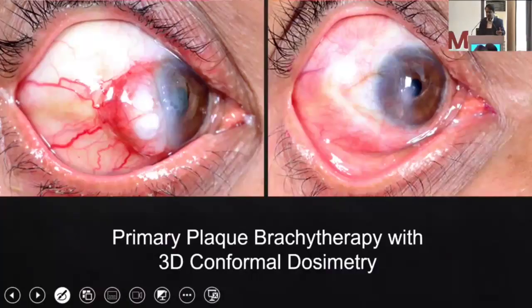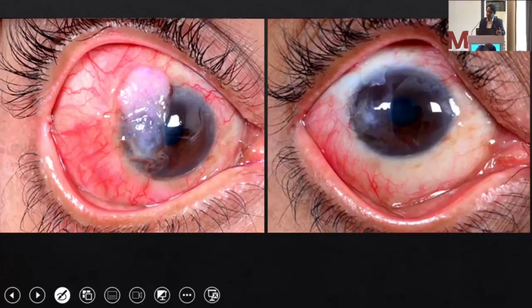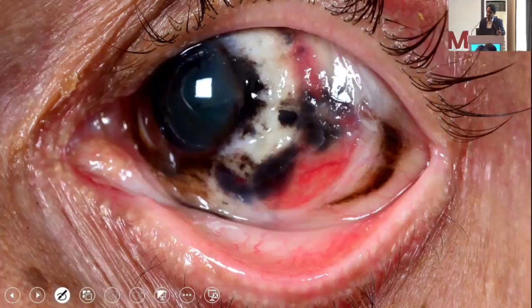Now I'll skip the surgery because of lack of time. This is how the primary plaque brachytherapy looks. 3D conformal dosimetry was performed on this tumor, and the plaque was applied right on top of the tumor. There is good stromal recovery and there is no melt at all. You can see tectonically normal sclera. One more patient where primary plaque brachytherapy was performed.